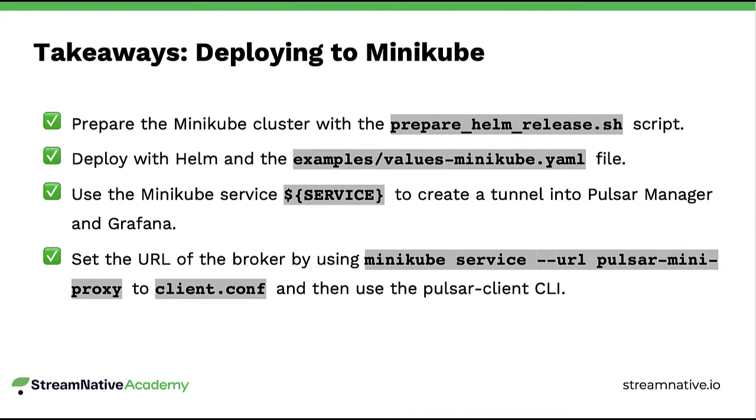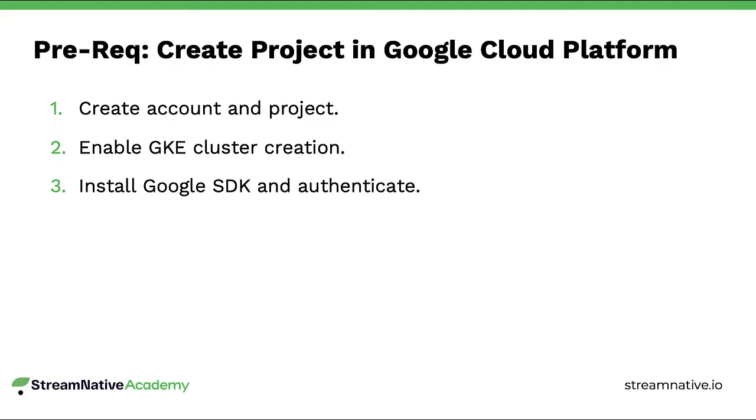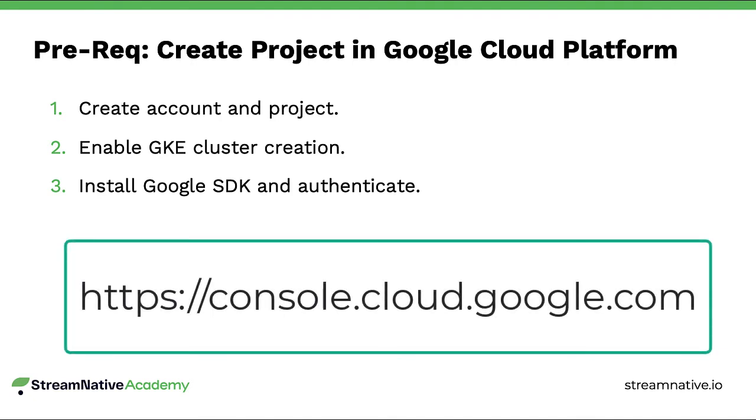Now, let's revisit how to deploy the Helm Charts to Google Kubernetes Engine as a production environment. To deploy Apache Pulsar to Google Kubernetes Engine, we first need a project in the Google Cloud Platform. In case you are unfamiliar with GCP, we just go to https://console.cloud.google.com and create an account with our Google Mail and set a payment.